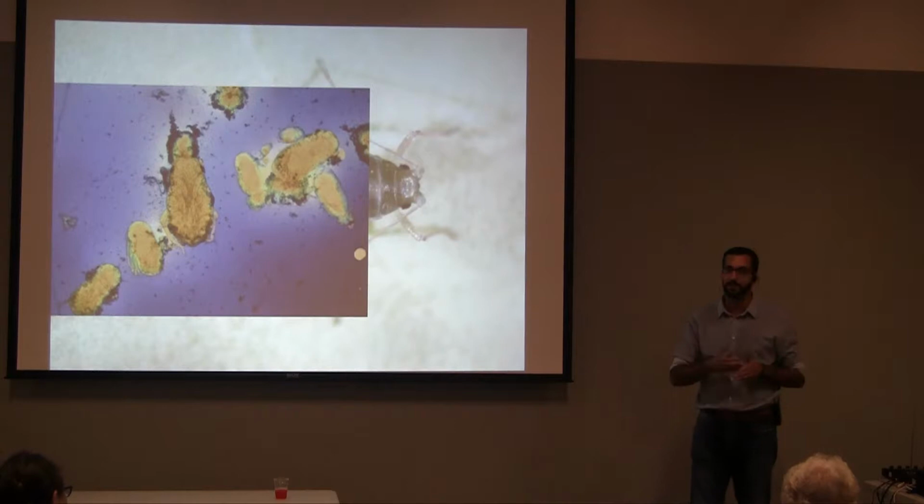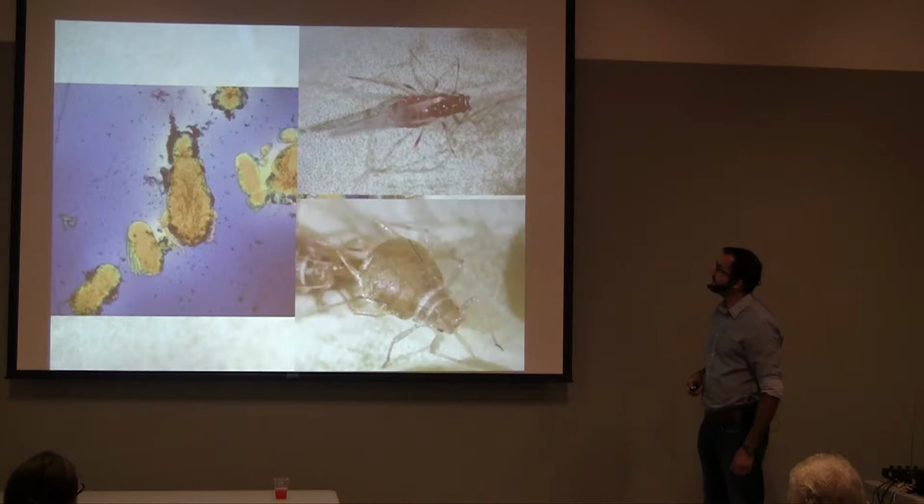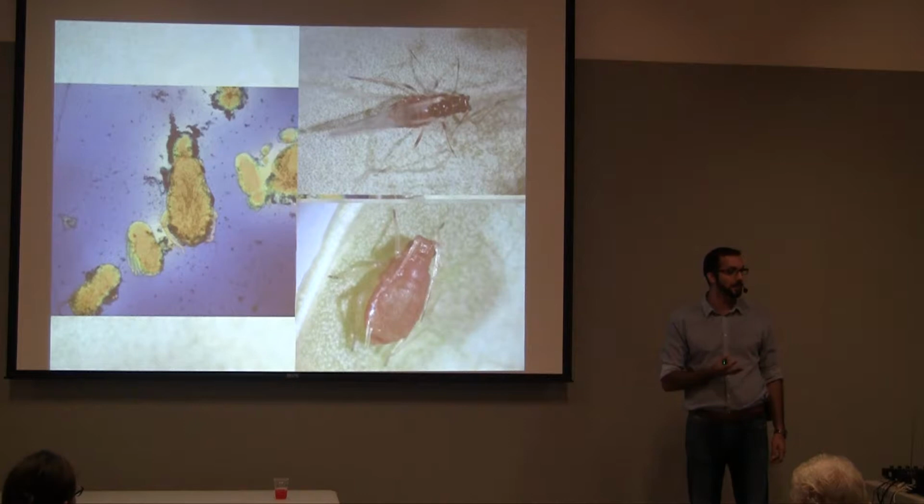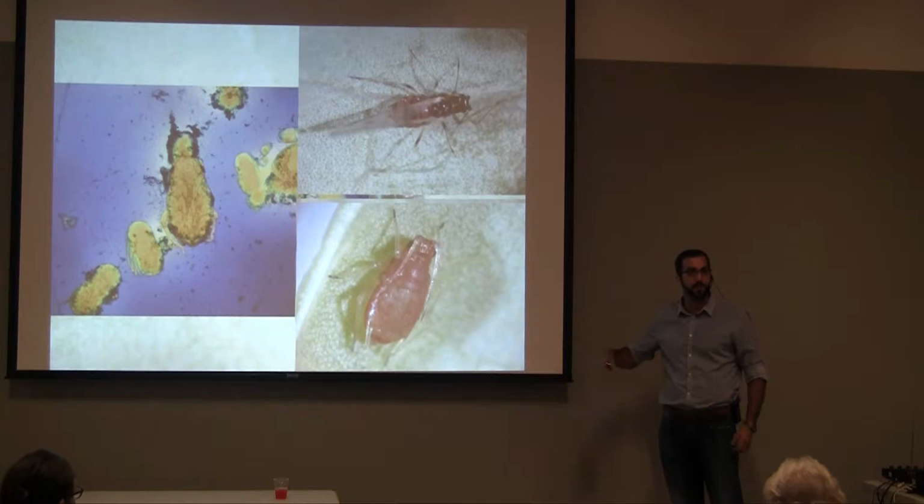Here's, again, a winged aphid. And you can also get red morphs. Again, genetically identical. It's thought that when there's high predator density, they start producing these red morphs in order to warn off predators.